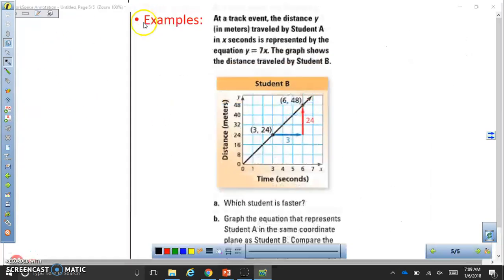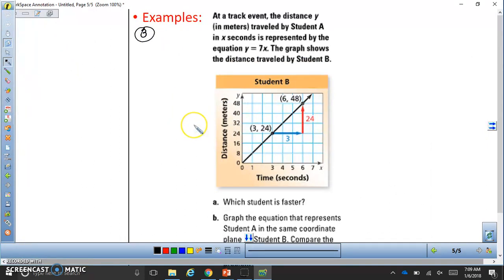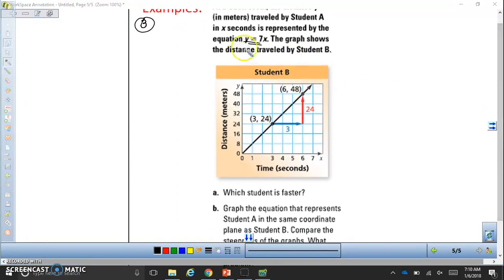Example 3. At a track event, the distance y in meters traveled by a student A in x seconds is represented by this equation. The graph shows the distance traveled by student B. Awesome. Which student is faster? So let's go ahead and graph this student next to student B so we can see. They can't go negative distance, so I'm going to ignore that negative 1 right now.